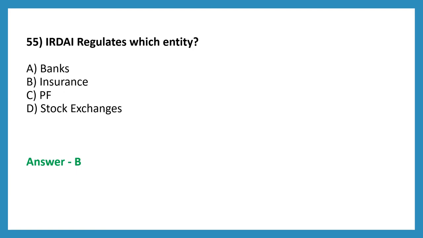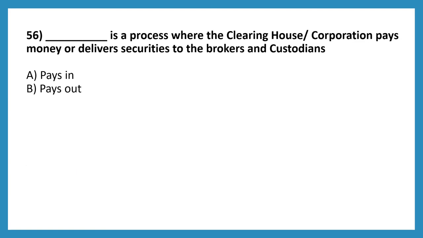Next question. Which is a process where the clearinghouse or corporation pays money or delivers securities to the brokers and custodians? Option A, pays in. Option B, pays out. The correct answer is option B, pays out.